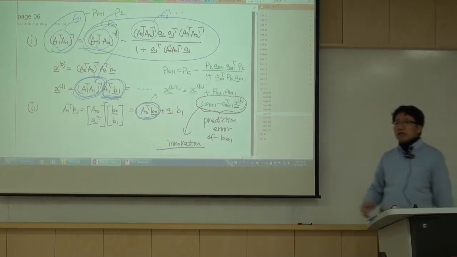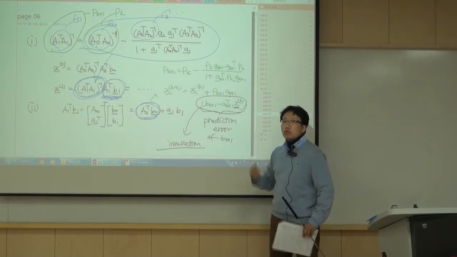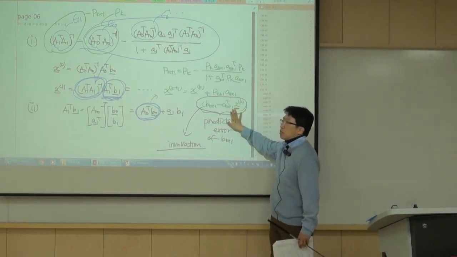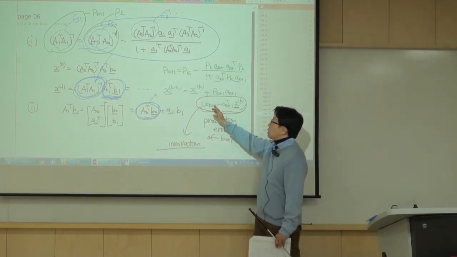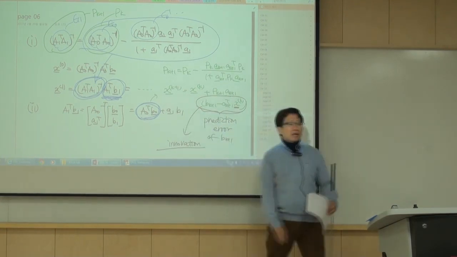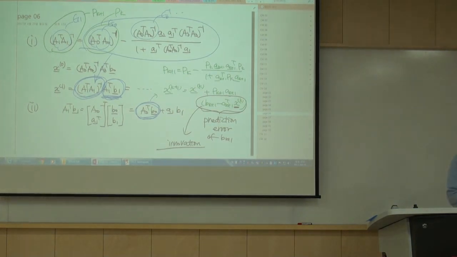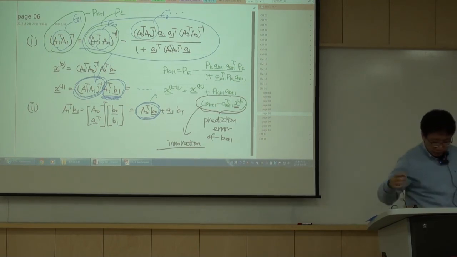By the way, innovation means something new, right? So this prediction error contains new information. You cannot guess it from the previous observations. So this new information drives your update. Anyway, it will be clearer when you take the estimation detection theory course. Okay, so let's see an example in the textbook.